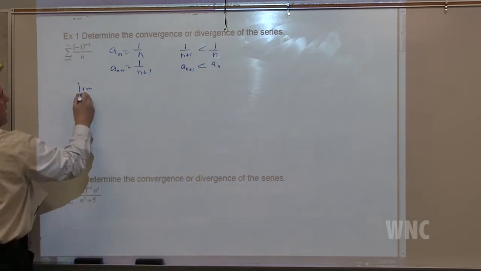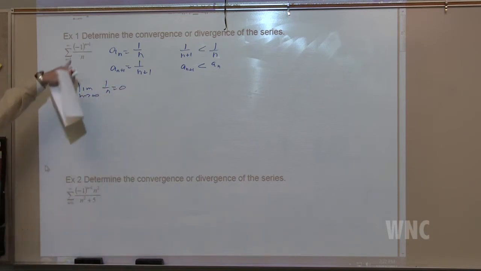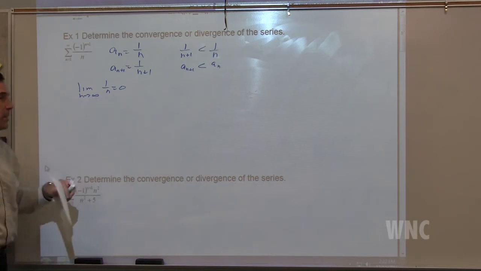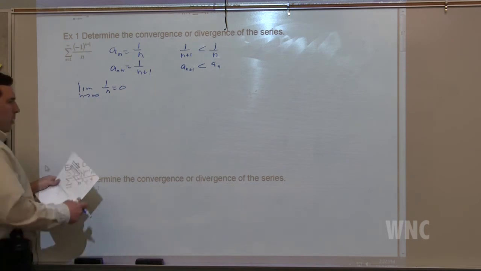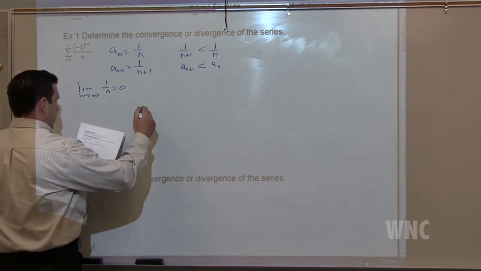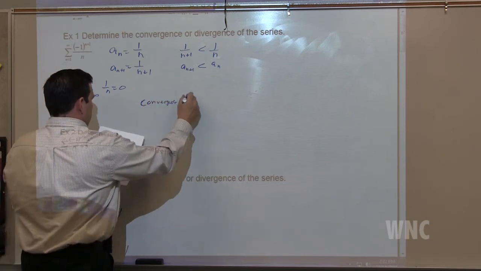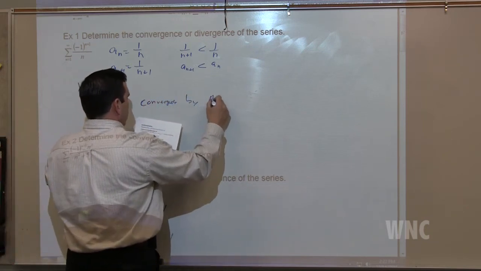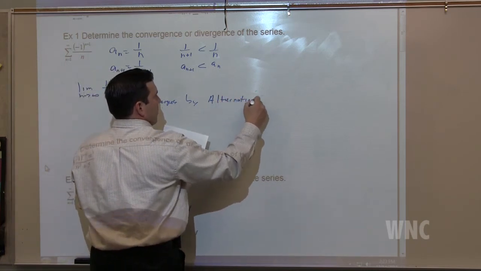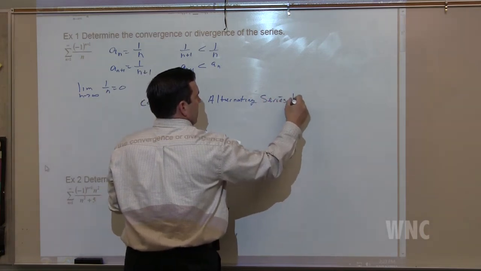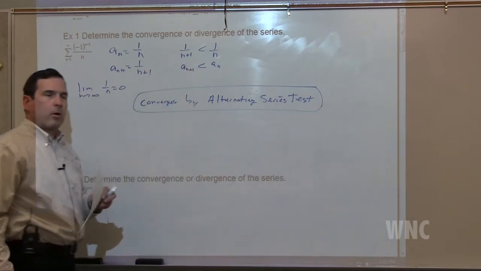The limit as n goes to infinity of 1 over n is 0. Because it's alternating, and I realize this is the harmonic series, but because it's alternating, this will converge. So this converges by the alternating series test. Cool test there, alternating series test.